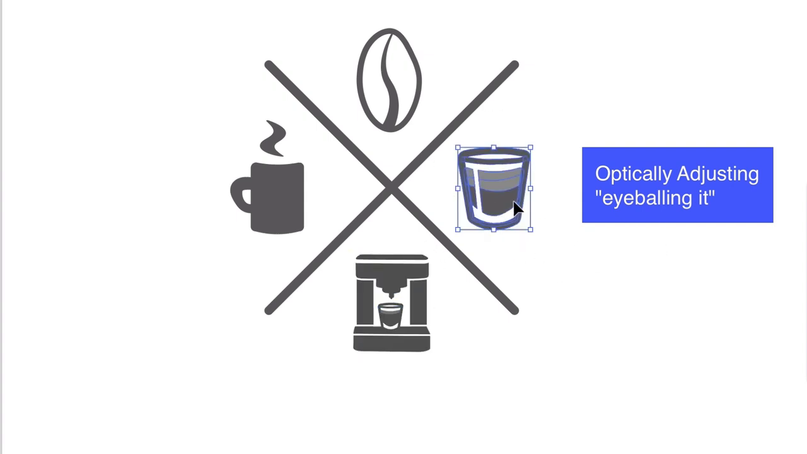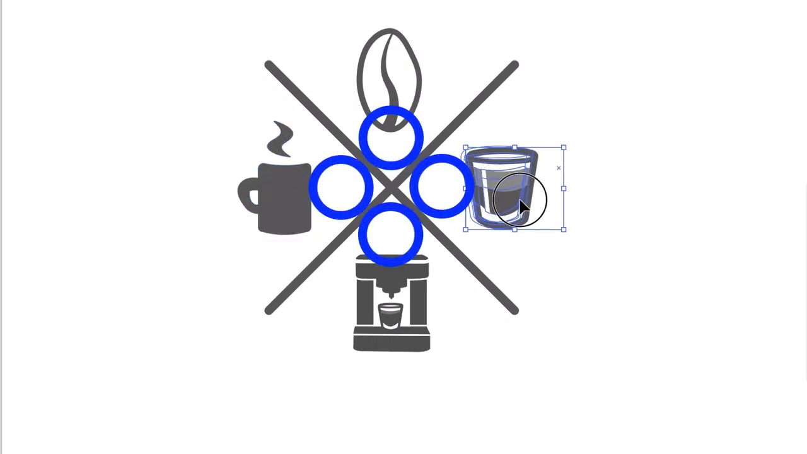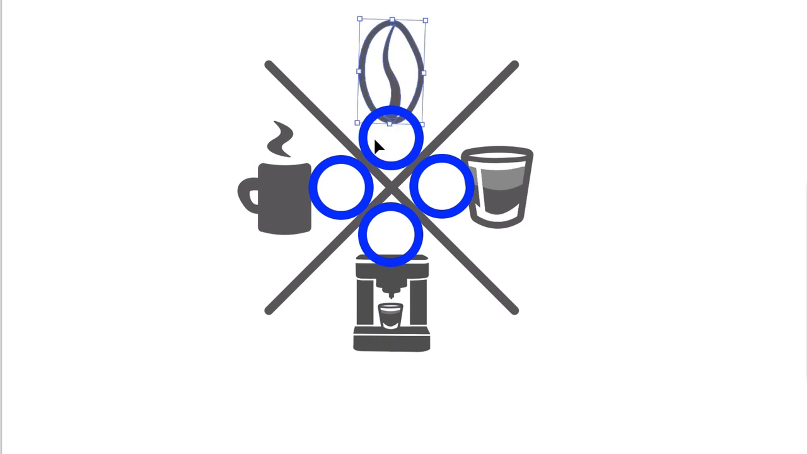We also want to make sure there's a similar distance between all of these spaces here. So maybe tuck that a little bit closer. Push these a little bit further away. I want to have some equal spacing in all 4 of these corners.